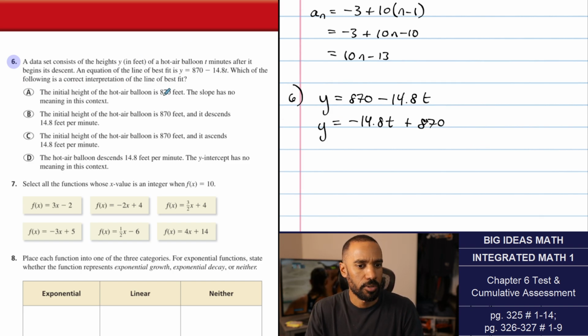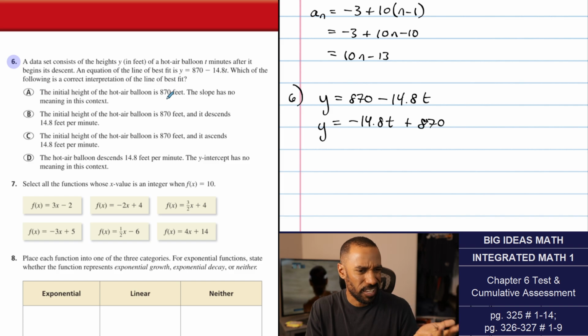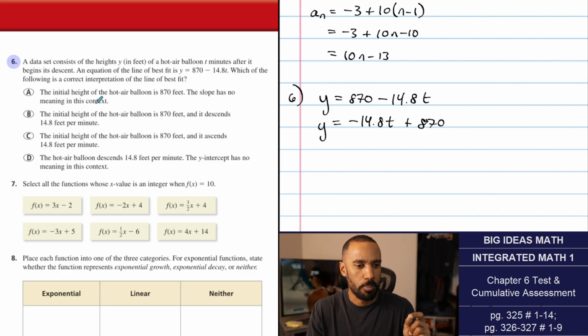The initial height of the hot air balloon is 870. Check. Well, is the initial? Yeah, sure. The slope has no meaning in this context. No check. There's definitely meaning for the slope. The initial height of the hot air balloon is 870. Check. And it descends 14.8 feet per minute. I believe that's also check. That one looks good. Let's make sure it's not any of the other two.